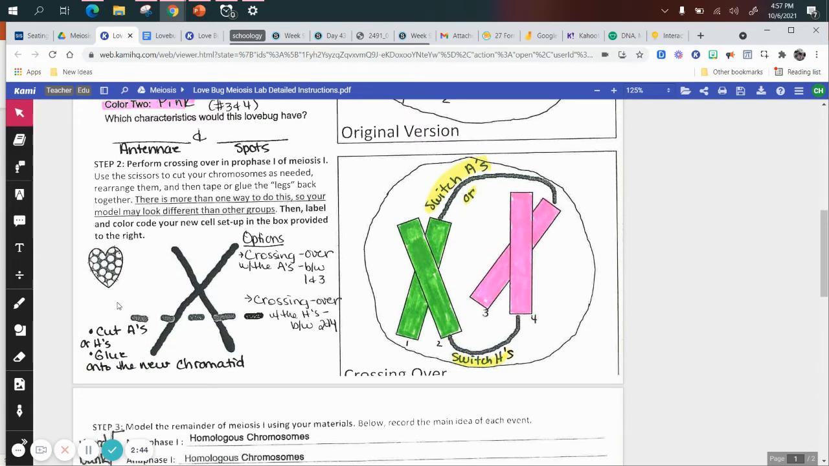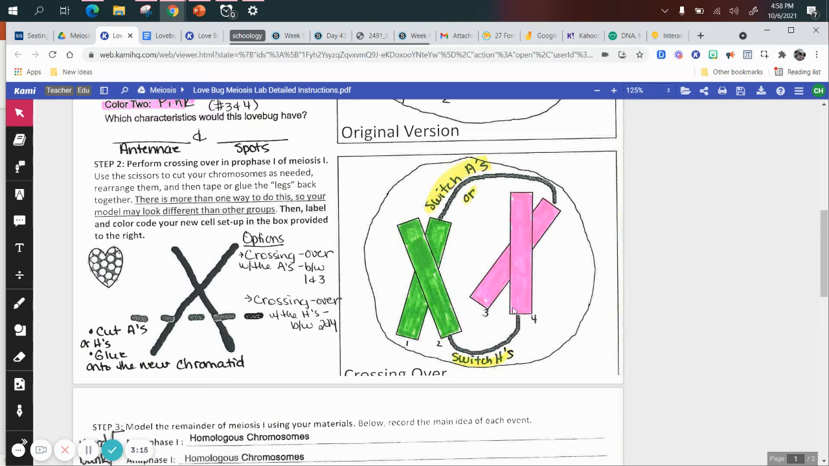Step 2, this is where you have some choices, and what you choose to do may be different from the person sitting beside you. It's up to you. So we're going to have a crossing over event, and we're just going to have one. So you've got to choose which crossing over event you are going to have. Now we know crossing over is going to occur in those genes that are closer to the edge and farther away from the centromere of the chromosome. So our A's are up at the top and our H's are at the bottom.